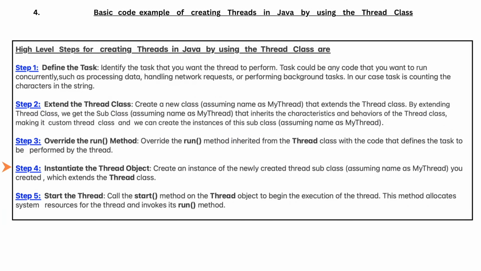Step 4. Instantiate the thread object. Create an instance of the newly created Thread subclass, assuming the name as MyThread, that you created, which extends the Thread class.